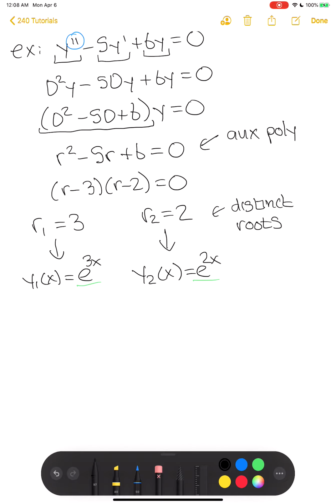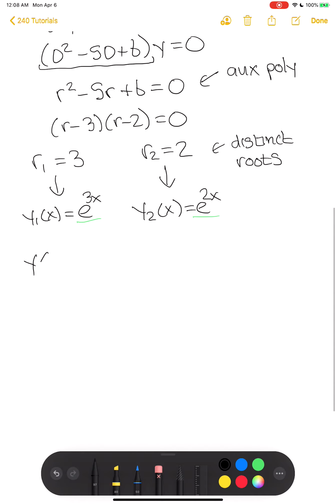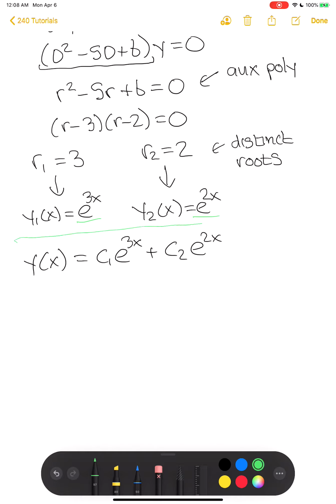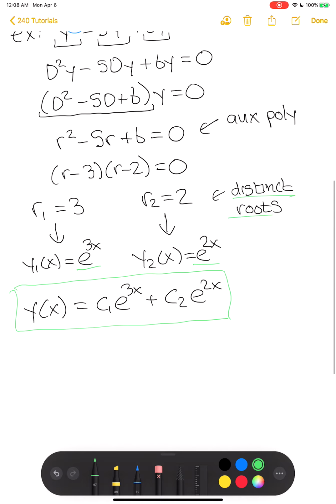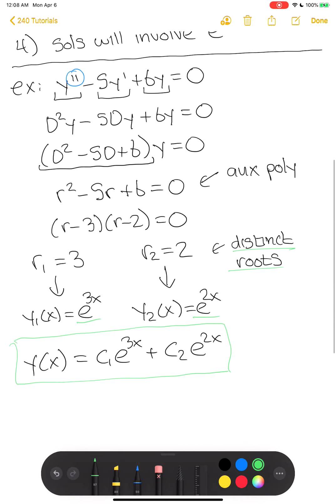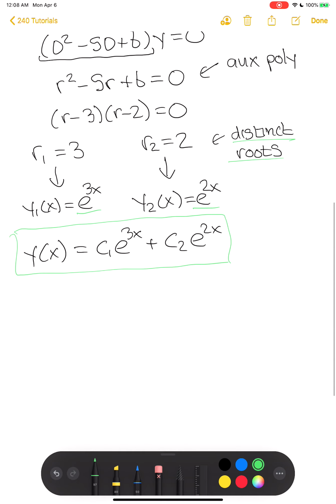So you can then write a general solution to this differential equation as just a linear combination of those two. So some constants like this, and you're done. This is your solution here, okay? So notice how easy this was because we had these distinct roots. So in this next example, it gets a little trickier, but not too tricky.